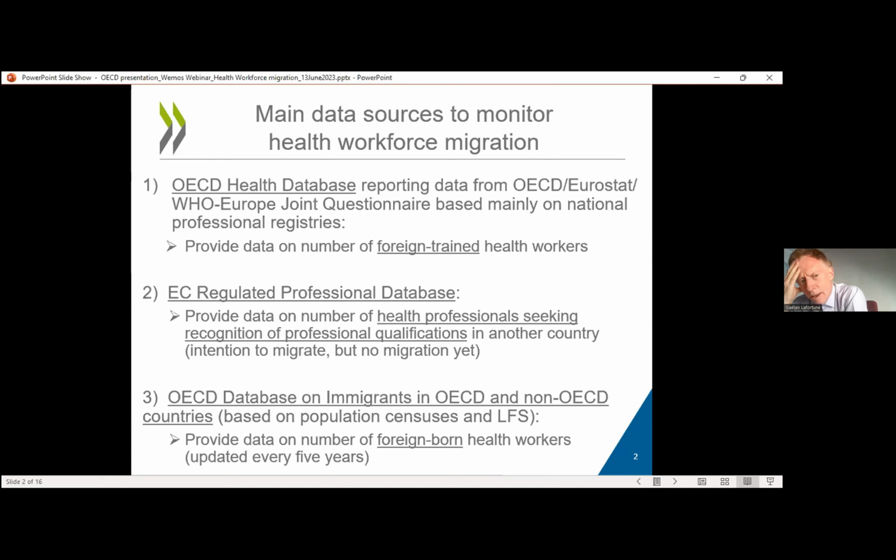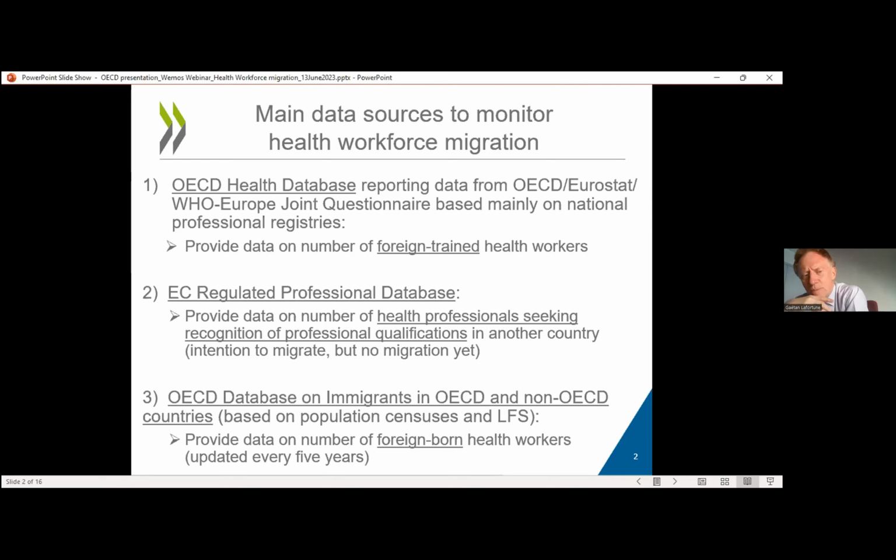Then there is the European Commission regulated professional database. And as you mentioned, Marlies, these data relate to people who are seeking a recognition of their professional qualifications, like people in various countries. So it's a signal of an interest, an expression of interest to possibly move. But people have not moved yet. Like this is the first step. For doctors and nurses who want to move, the first step will be getting their professional qualification recognized, which may be automatic within the EC. But then there are various steps within the process that may or may not lead to an actual migration.